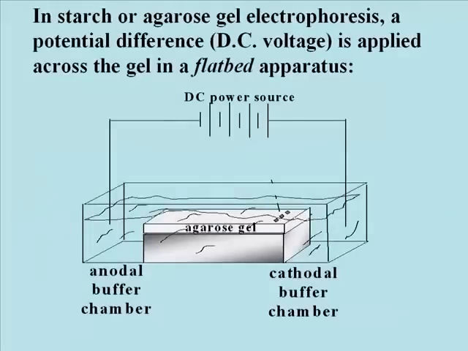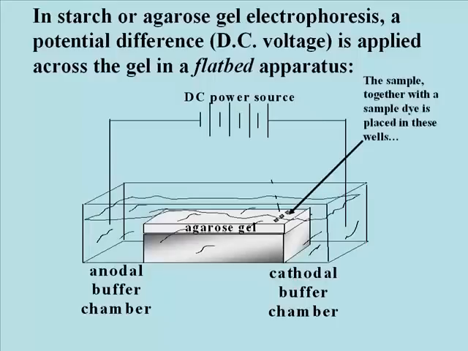A so-called flatbed starch or agarose gel electrophoresis setup is shown here, with a direct current or DC power supply connected to anodal and cathodal chambers, or sides of the gel if you will. Different protein samples containing a sample dye are placed in the sample wells. There they go. And the power is turned on. We would say a voltage or an electrical potential is applied across the gel.